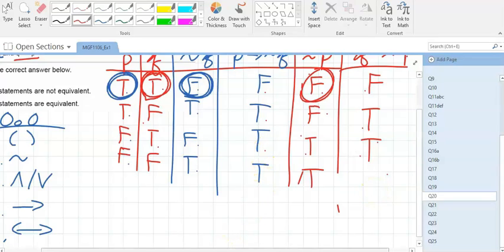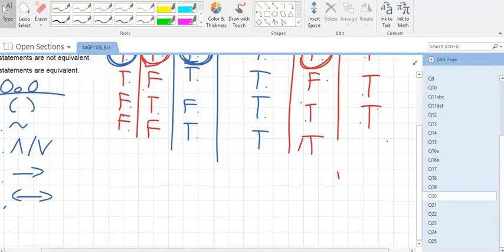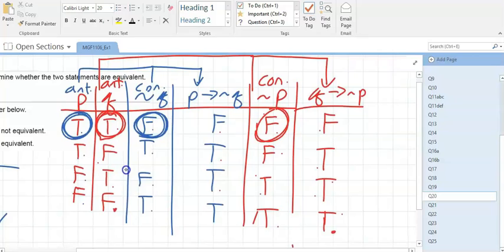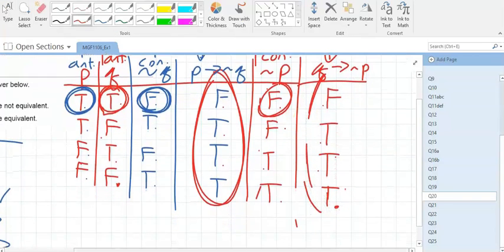And then our last column, we're going from false to true. What is that? That is true. So notice my very last column here matches. So again, you look at our columns right here. This column matches this column exactly. So they match exactly.